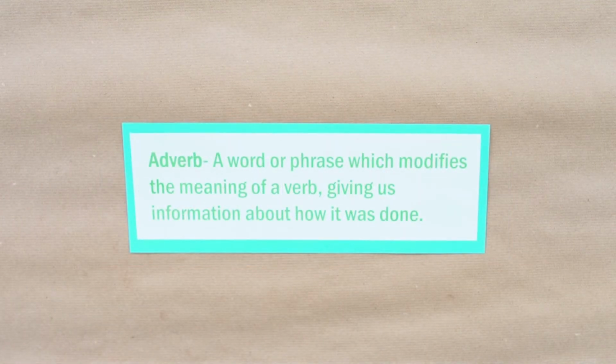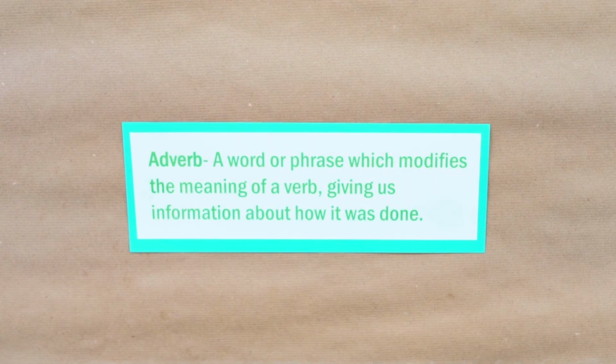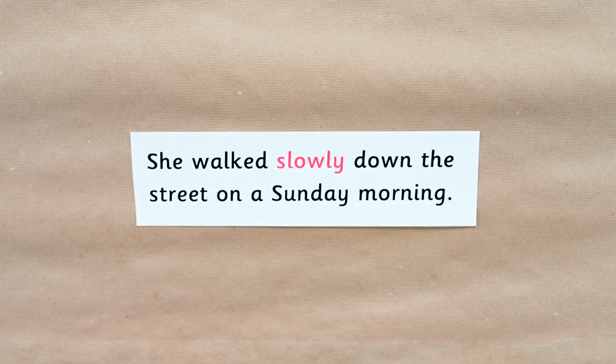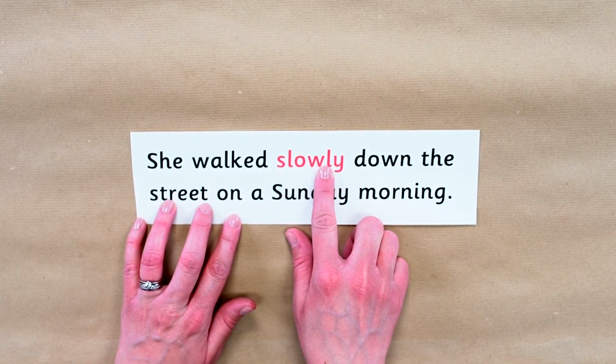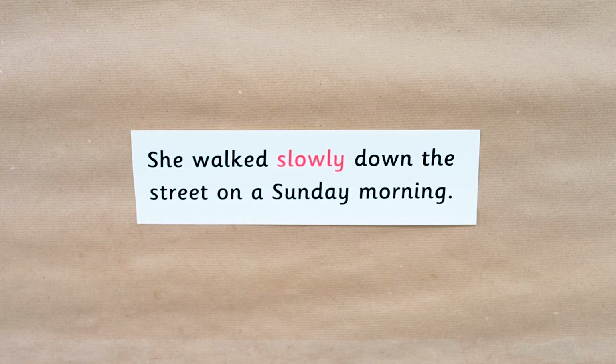This leads us on to adverbs. An adverb is a word or phrase which modifies the meaning of a verb, giving us more information about how it's done. Sounds worse than it is. Let's have a look at an example. She walked slowly down the street on a Sunday morning. The word slowly tells us how she walked, walked being the verb in the past tense.